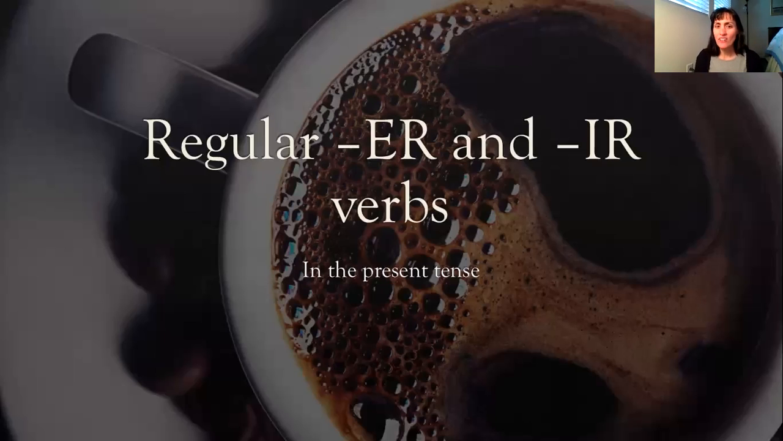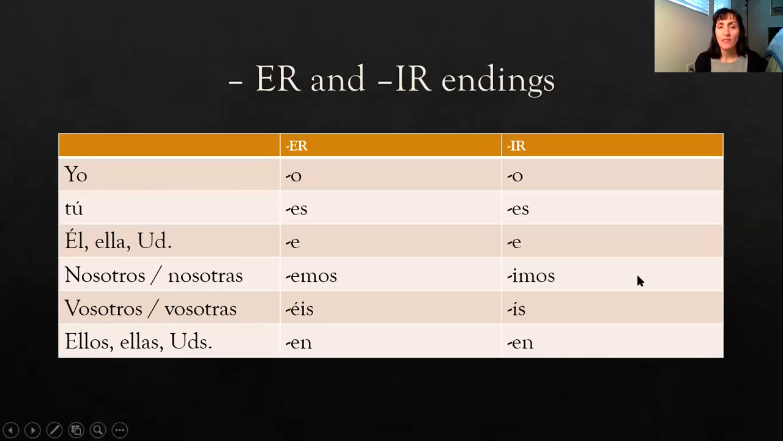Okay, regular ER and IR verbs in the present tense. So you have to remember the endings that you need to use. Remember, for the AR verbs, it was o, as, a, amos, áis, an. For the ER and the IR verbs, they're a little bit different. Instead of an as and a, it's an es and an a for both. Notice here the nosotros forms are different. We got emos and imos.